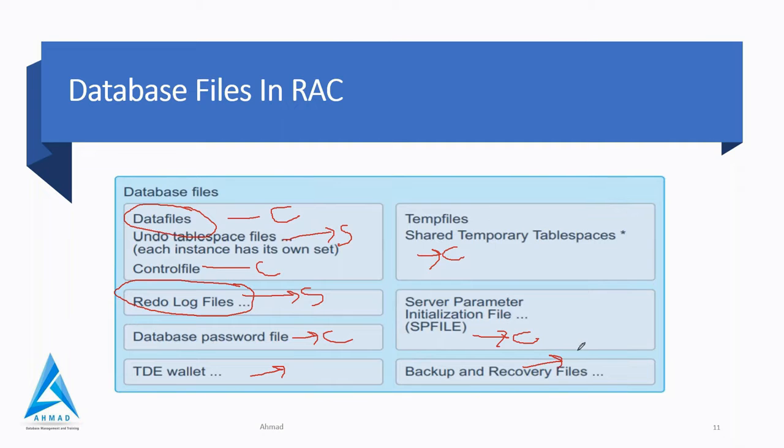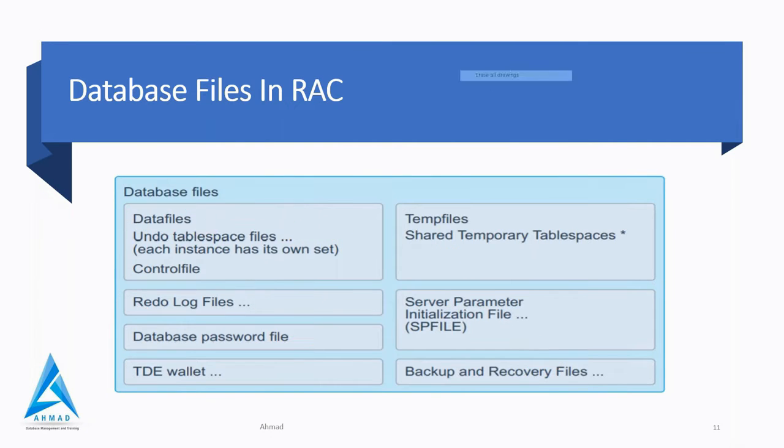And backup and recovery files are common. So you have these files which you already had in a single instance. The same way they are available, but in RAC, undo and redo are separate for each instance. Every node can access the redo log file of each instance, but can write only in its own redo log file. Got it? Okay.